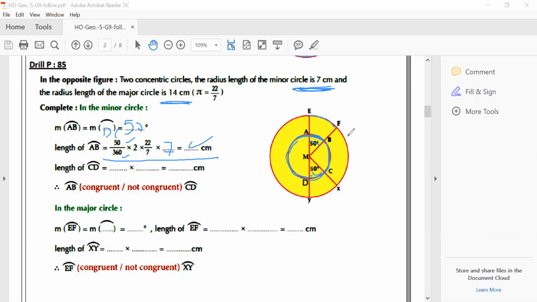So it's asking me, is arc AB congruent or not congruent to arc CD? Congruent. We will do the same in the major circle. He is asking me, EF equals which arc? In the major one, it is equal to XY. Also the measure of EF equals how many degrees?